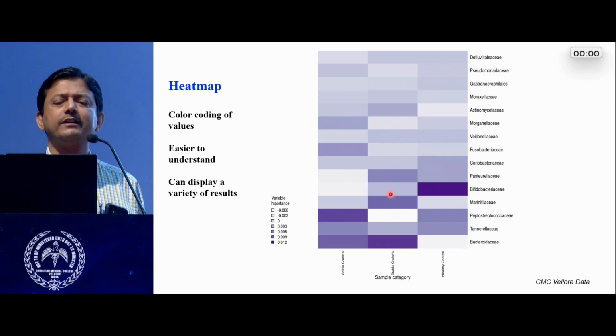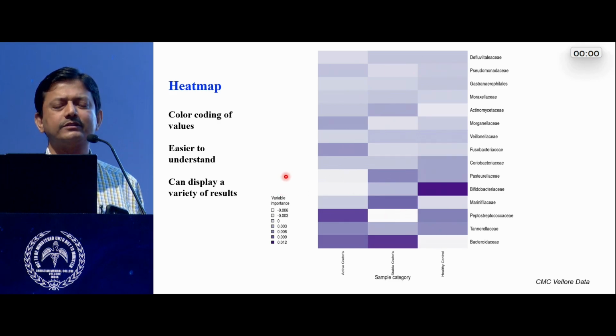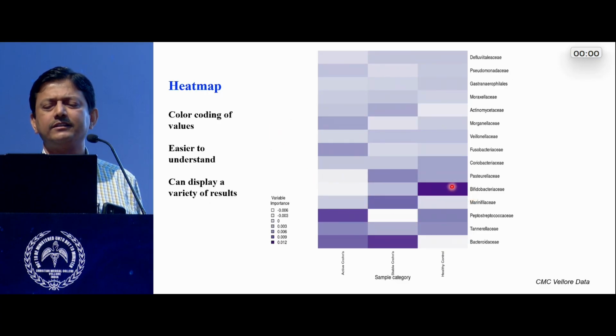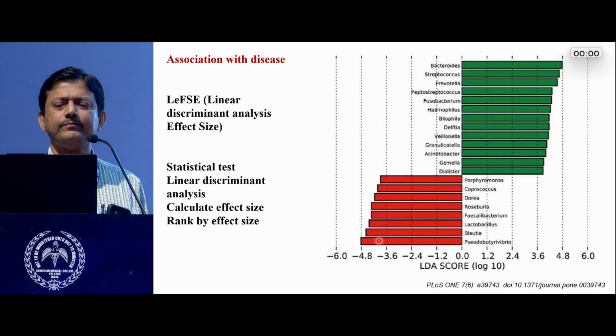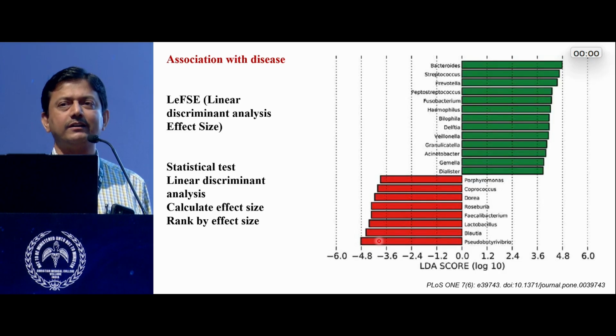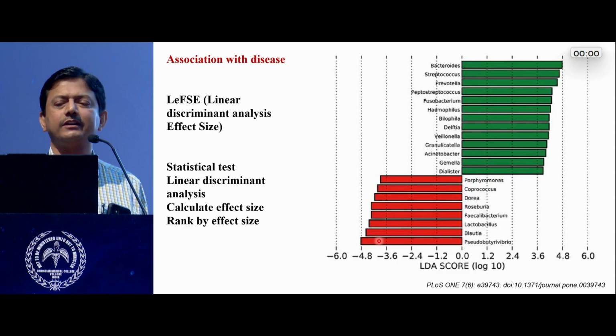You can also represent data in the form of heat maps. Heat maps are very commonly used in microbiome papers. They are usually color coded instead of numbered, so it's much easier to appreciate what is happening. For example, you can say that this organism, bifidobacteria, is much more linked to a healthy state, whereas this organism is more linked with a disease state. Another way is linear discriminant analysis, which again tells you which organisms are linked with disease and which are linked with a healthy state.